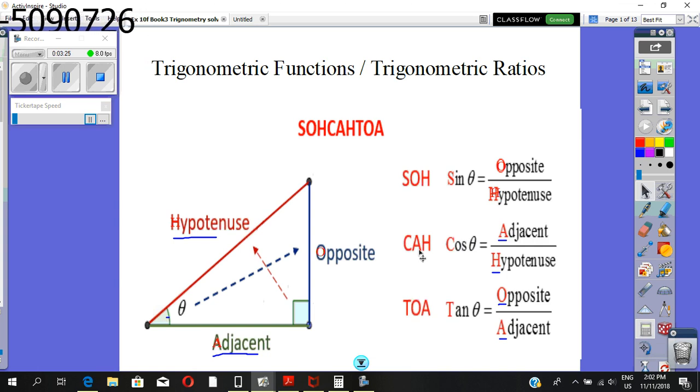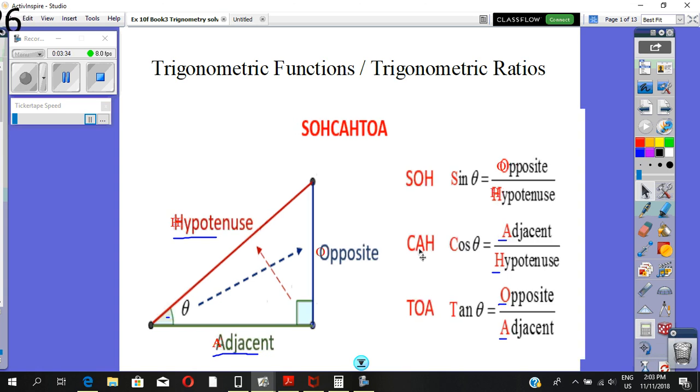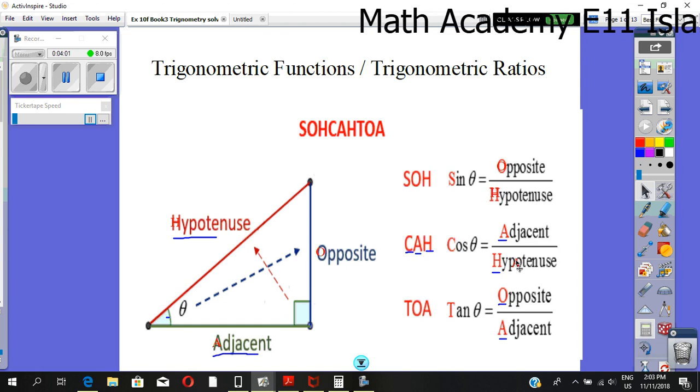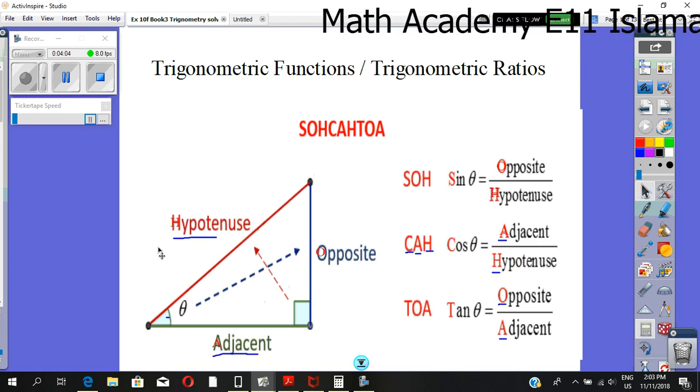Then C stands for cos theta, A is for adjacent, and H stands for the hypotenuse, meaning C, A, and H, three alphabets. Cos theta equals adjacent over hypotenuse. If we check the adjacent, this side is the adjacent, this one. Adjacent over hypotenuse.